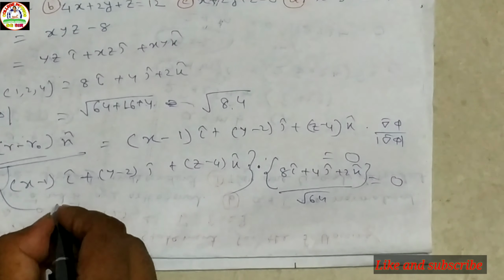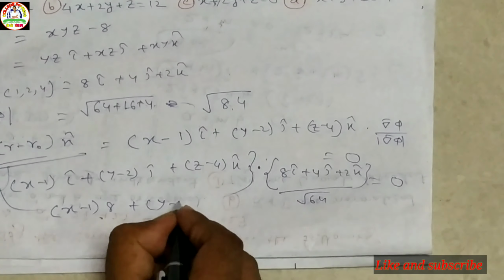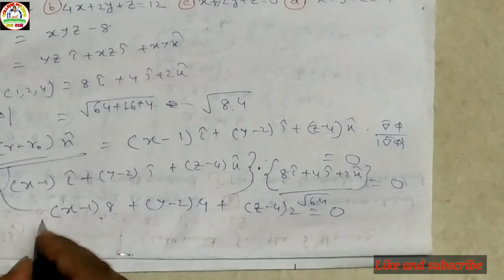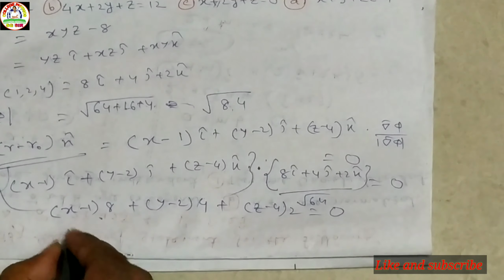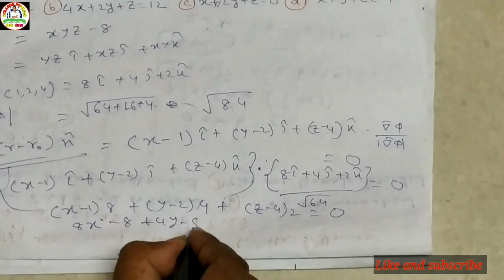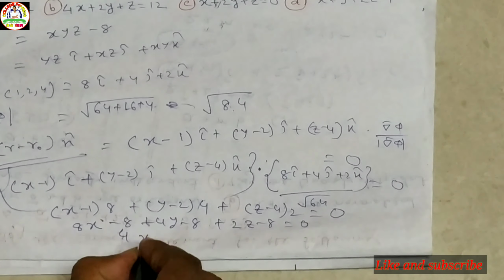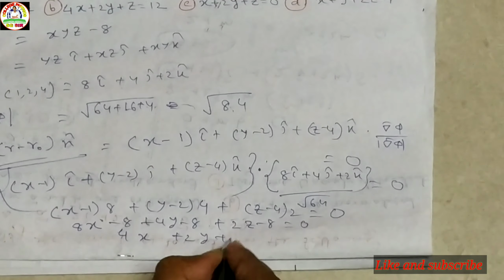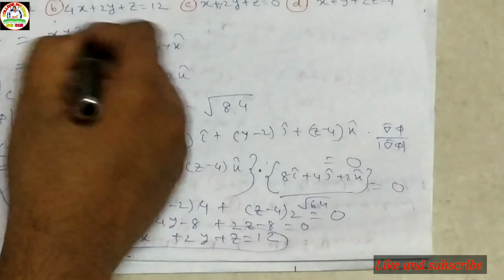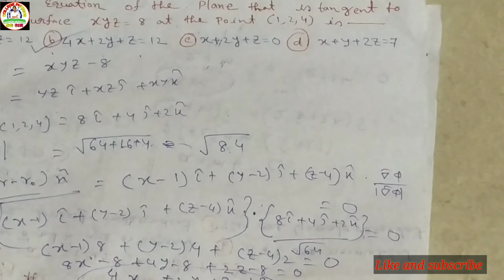So if we calculate it, then we get (x minus 1) into 8 plus (y minus 2) into 4 plus (z minus 4) into 2 is equal to 0. So we get 8x minus 8 plus 4y minus 8 plus 2z minus 8 is equal to 0. So if we calculate it, 4x plus 2y plus z is equal to 12. So 4x plus 2y plus z is equal to 12 means second option, option B is correct.